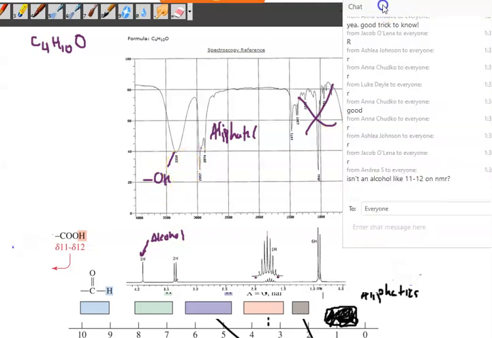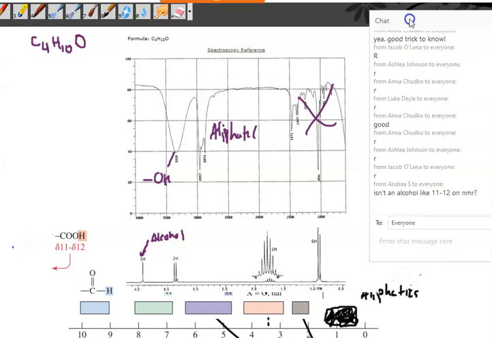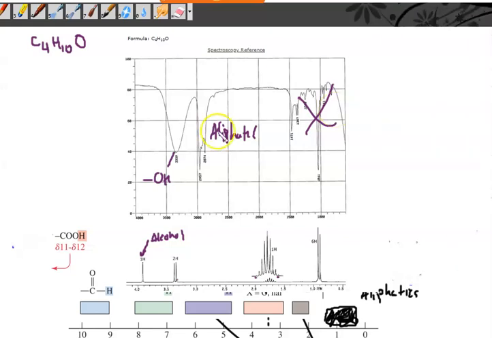Isn't an alcohol 10? No, that's a carboxylic acid, between 11 and 12. Carboxylic acids are between 11 and 12, not alcohols. Okay. Yep. No problem.